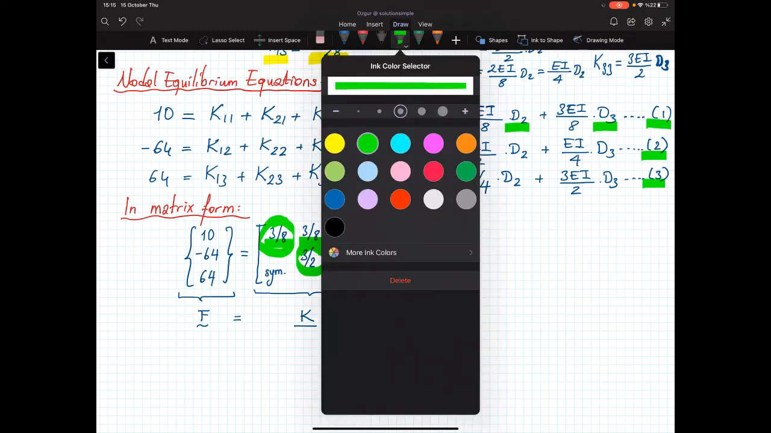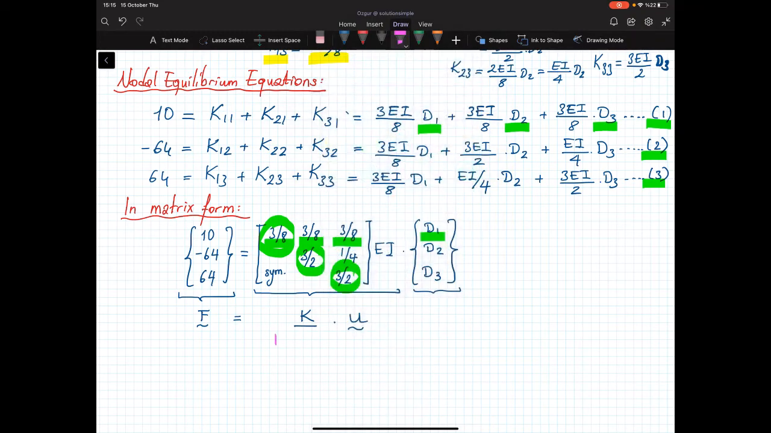So what about the off diagonals? This one, I have a unit translation. In order to keep the rotation equal to 0, that's the force I need. Likewise, I have a unit translation, and I want to keep the rotation at node C equal to 0. How much force do I need? This much. So that's the meaning of the stiffness matrix. And when you solve this system of equations, you will get the values of D1, D2, and D3.